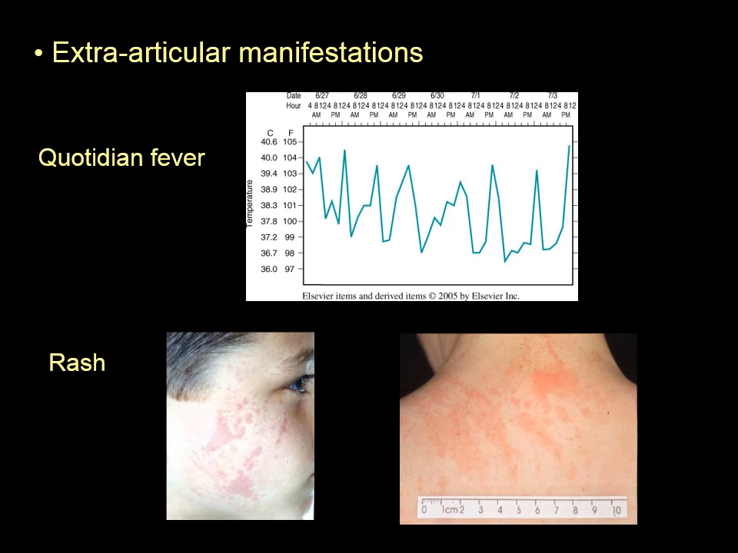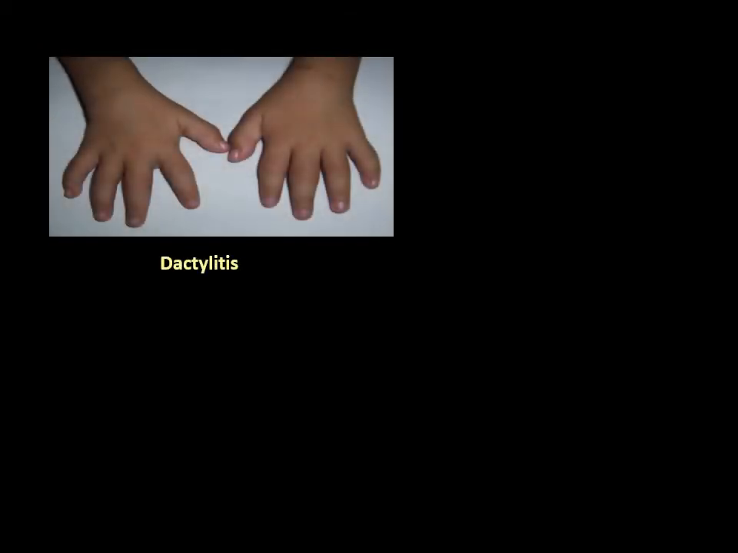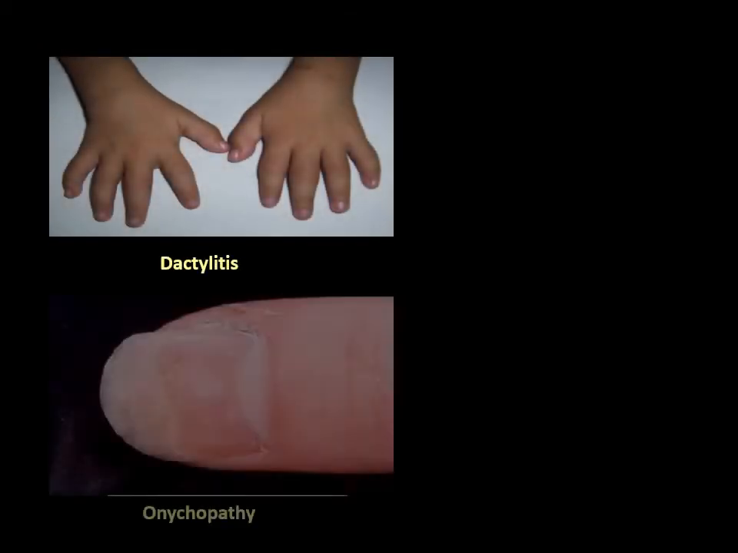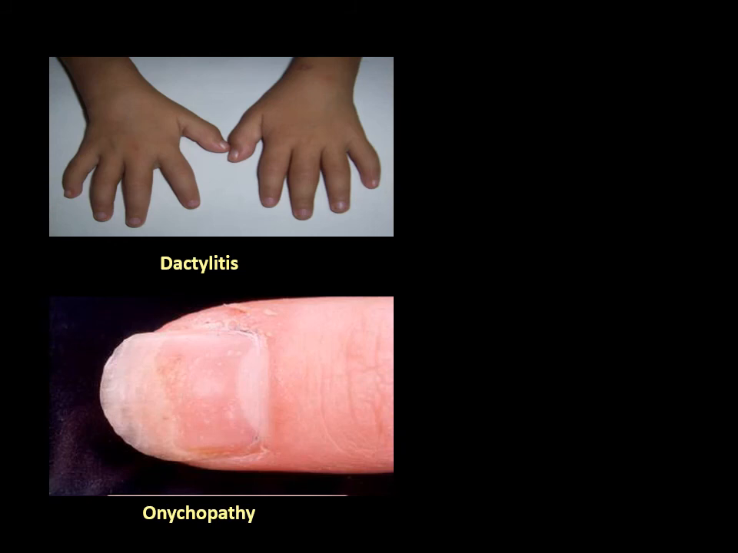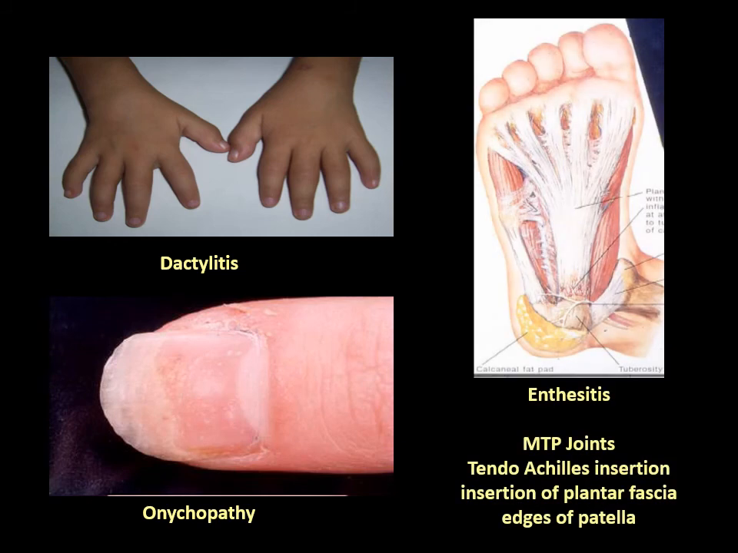Evanescent or non-fixed erythematous rash, dactylitis or sausage-shaped swelling of the digits, nail changes, enthesitis. Enthesitis is an inflammation of the insertion sites of tendons, ligaments, and fascia, particularly at the insertion sites of the Achilles tendon, plantar fascia, patellar tendon, and quadriceps tendon.